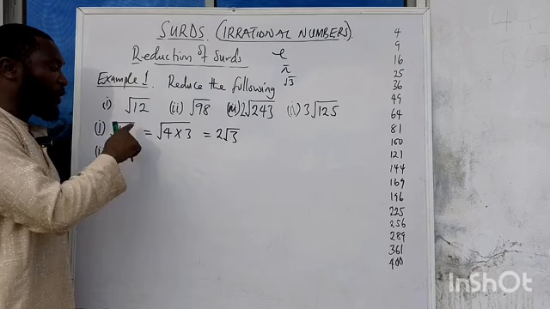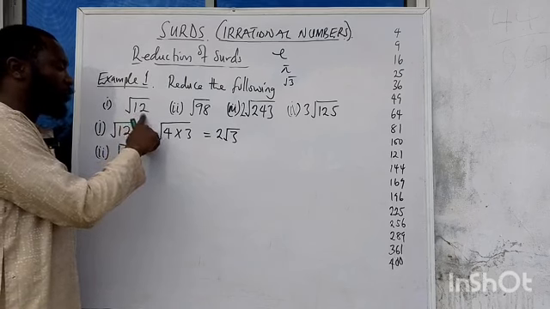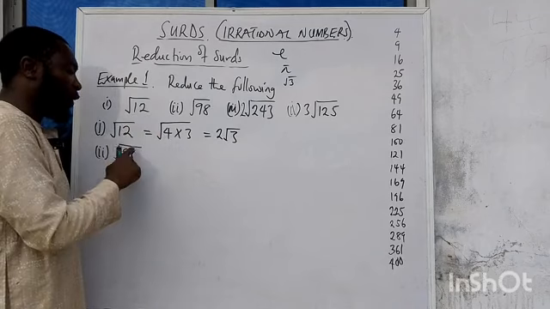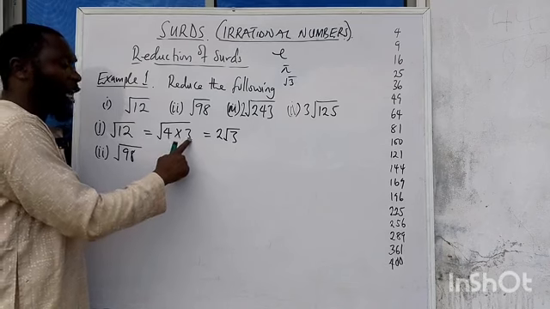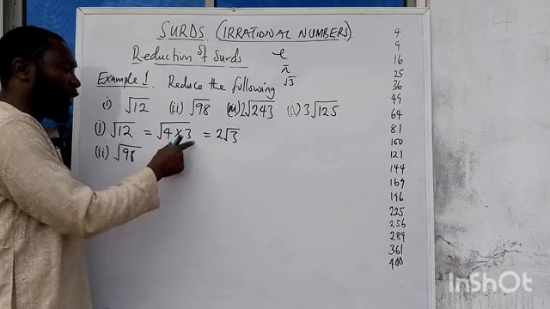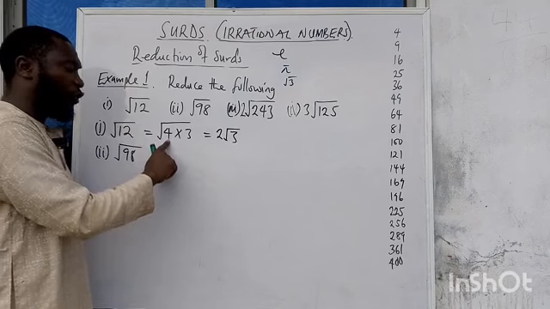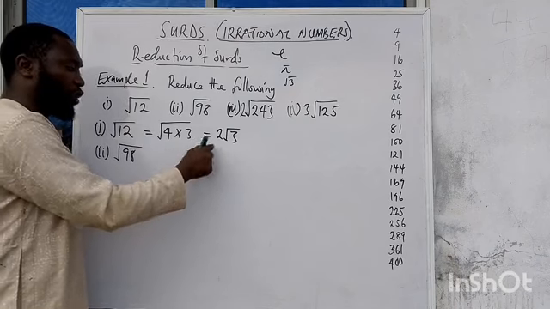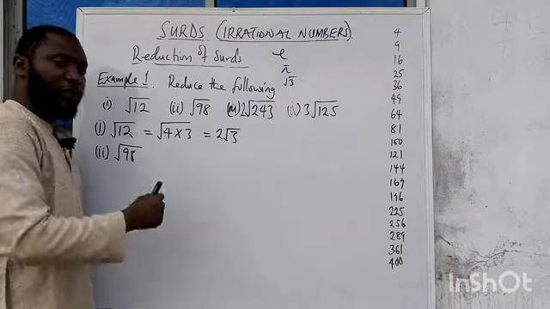Among the perfect squares that can divide 12 is 4. How many 4s go into 12? That is why we express square root of 12 as square root of 4 times 3. 4 times 3 equals 12. Now, since 4 is a perfect square, we can find the square root of 4. What's the square root of 4? 2. You keep that 2 outside. We cannot find the square root of 3, so this 3 will remain inside.